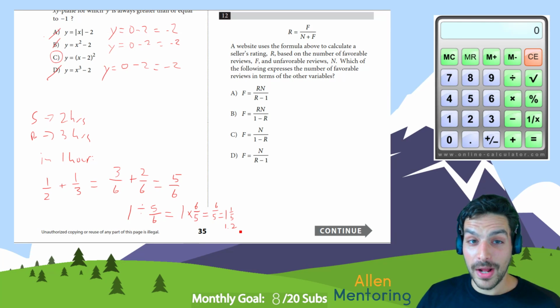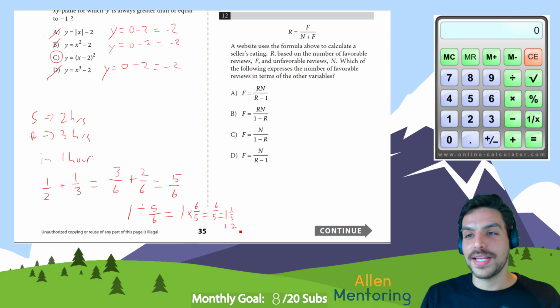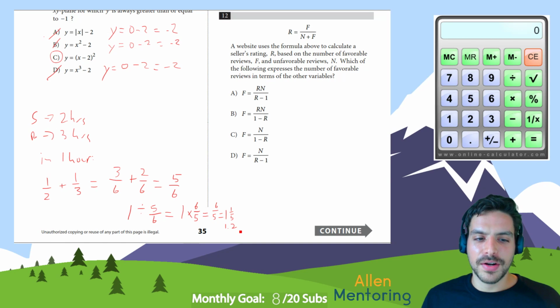All right, Bob, I hope that helped. And you can pretty much do this exact same methodology for all the problems that ask you for work. Okay, this is going to be very similar for these types of problems.